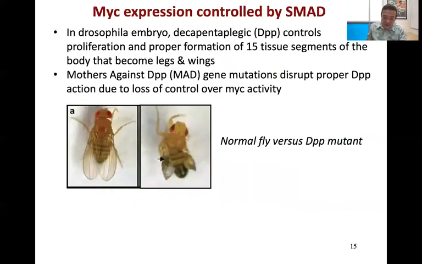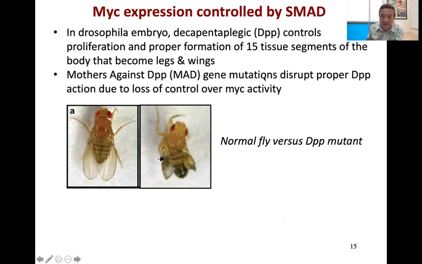So MYC is also controlled to some extent by other proteins. Now, I had said that the scary thing about MYC is that it doesn't really have an on and off switch like something like SRC does or something like RAS does. But certainly there are other protein pathways that intersect on MYC and the production of MYC.